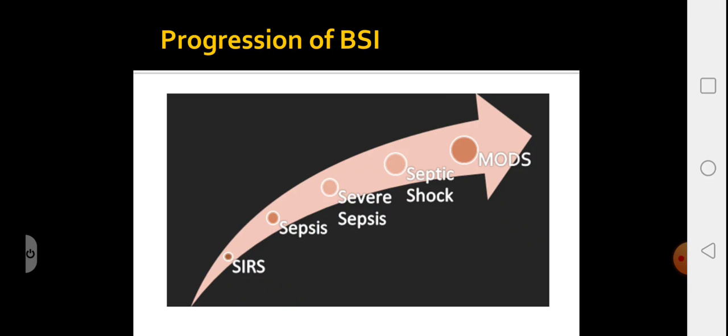Let us look into the progression of bloodstream infection. The bloodstream infections start off as SIRS, which is systemic inflammatory response syndrome, and proceed as sepsis, severe sepsis, septic shock, finally resulting in multi-organ dysfunction syndrome or MODS and death. Let us look into each of these terms.